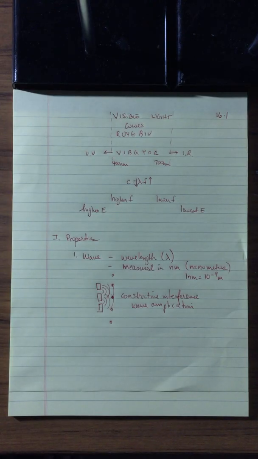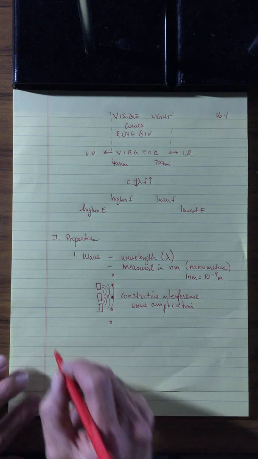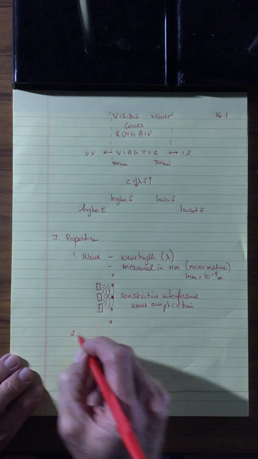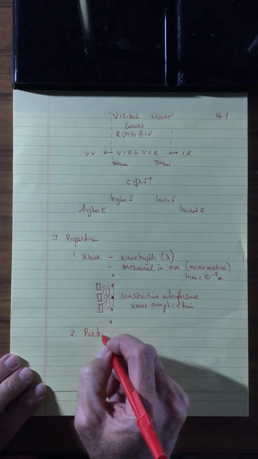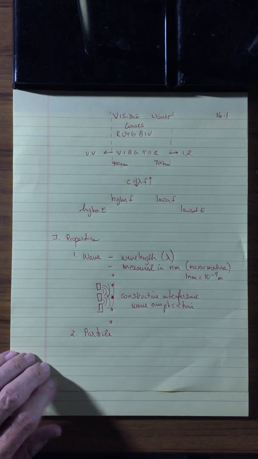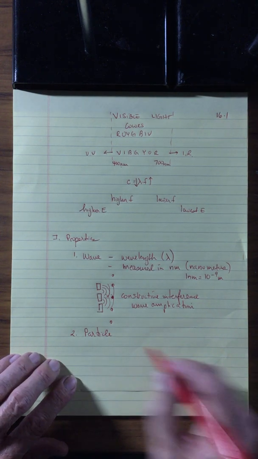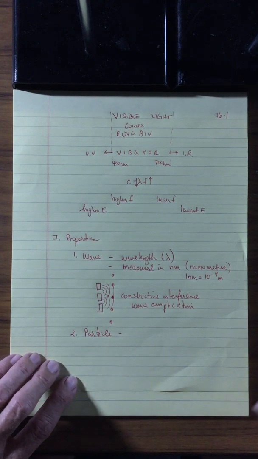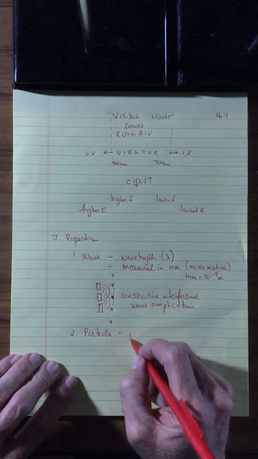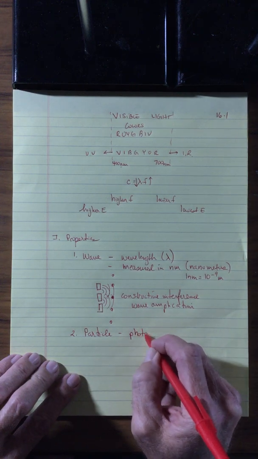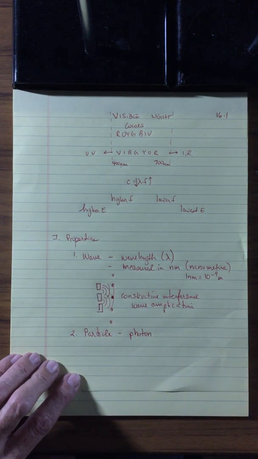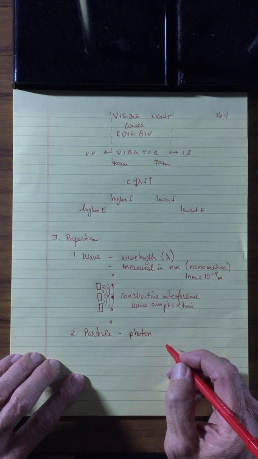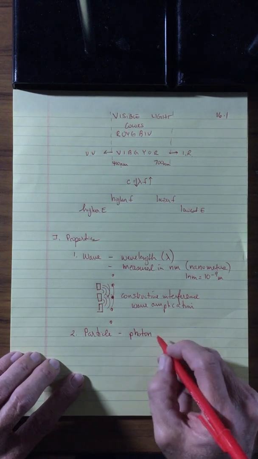One of the other properties of light is that it's a particle. And what I mean by a particle is that it is going to be a packet of energy. This is called a photon. So light is both a particle and a wave, and they have what are called photons, and these photons are packets of energy.